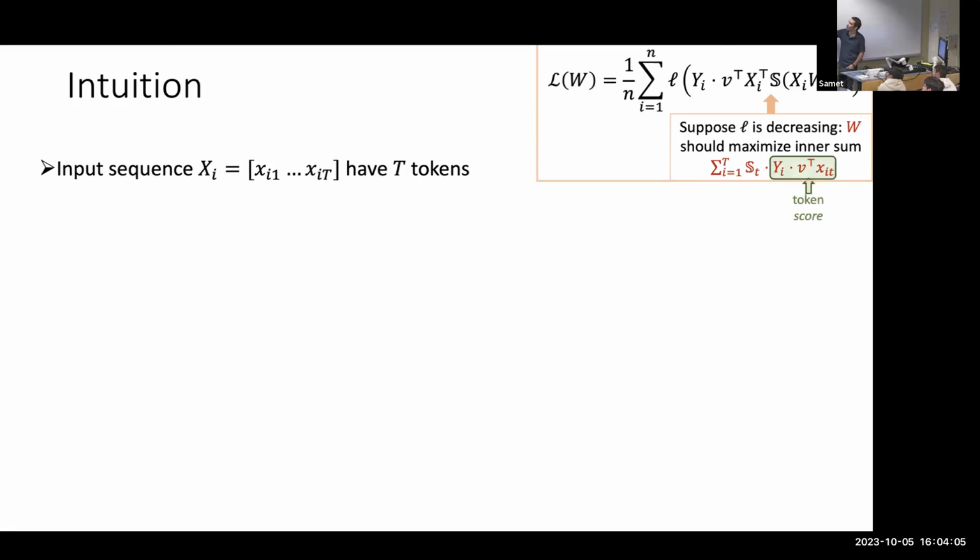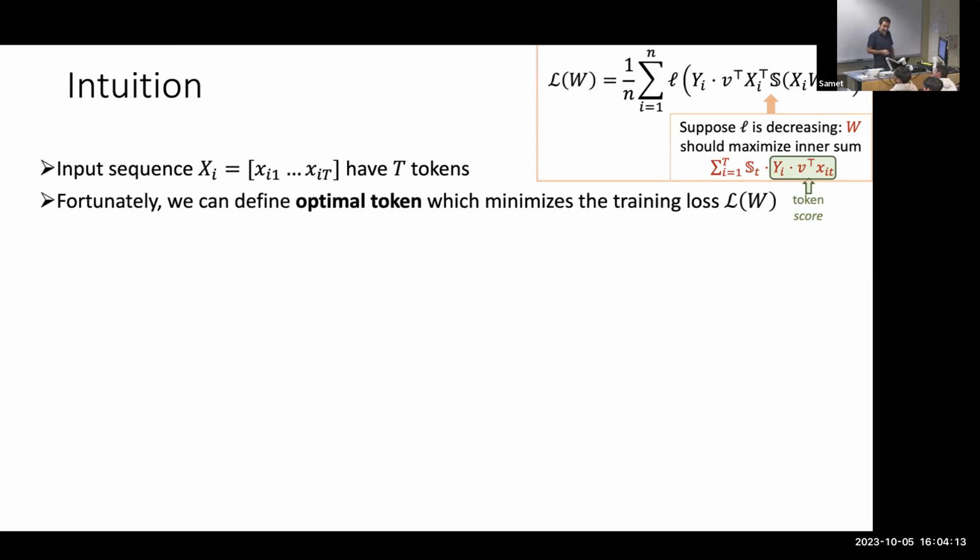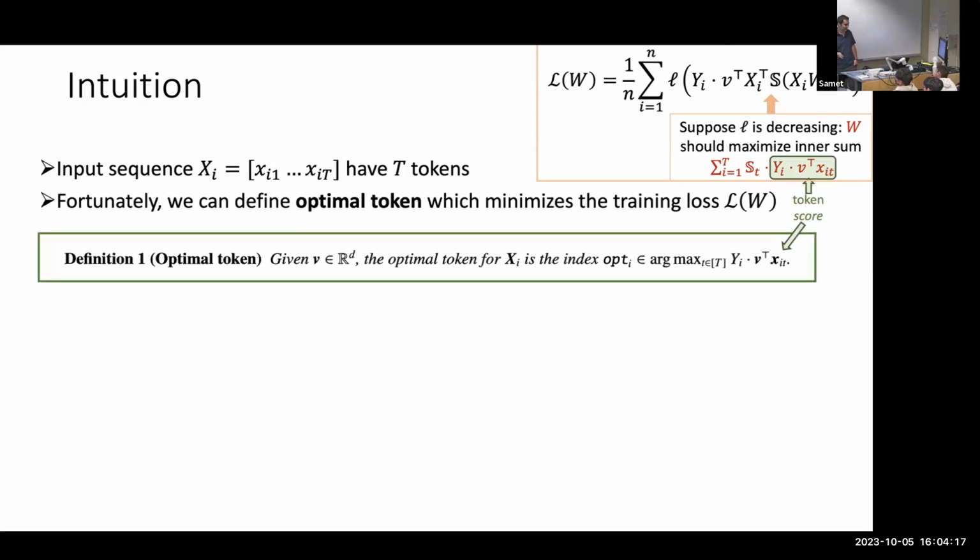So we will call this token score, okay? Yi times V transpose XIT is how useful that token is in some sense, the token score. Then we can define the optimal token based on this token score or this notation, okay? The optimal token is simply the token with the maximum score. Why do we call this optimal token? Because if you want to maximize this, you want to set this to be exactly 1 at that point.